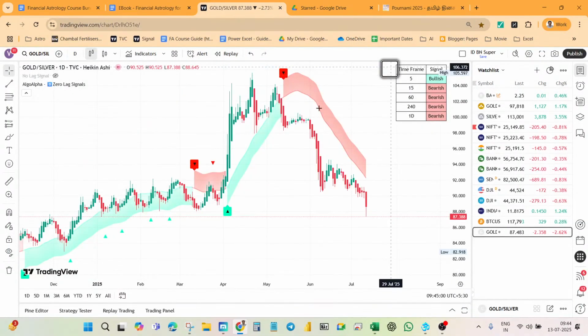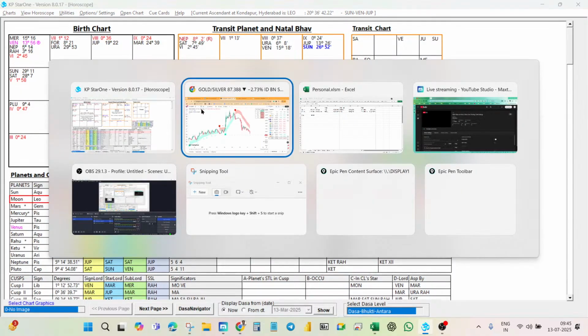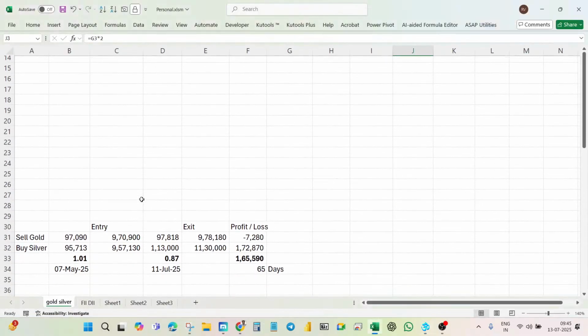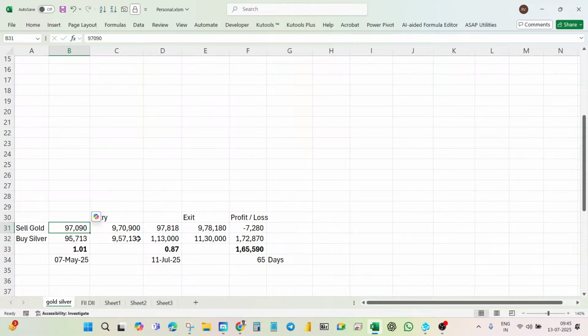Okay, let us take the example of when the sell signal came around 13th May. On 13th May you got a sell signal here. At that time you will be selling gold and buying silver. As I told you, the ratio is going down, so you should go for selling gold and buying silver. I just made one small calculation here. Sell gold.